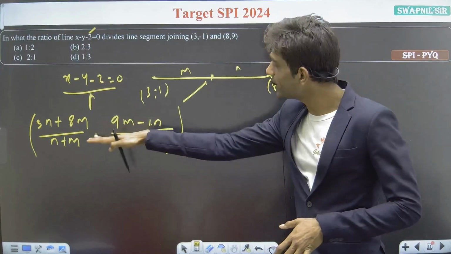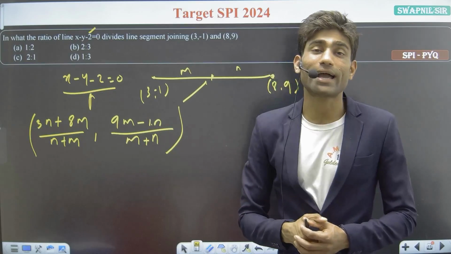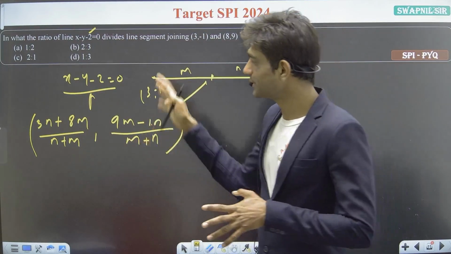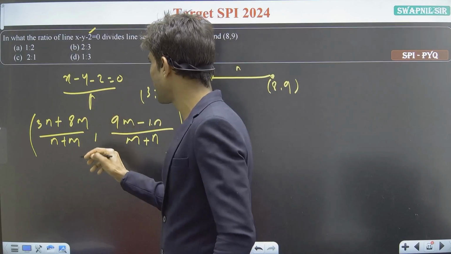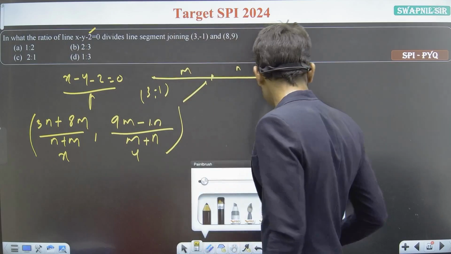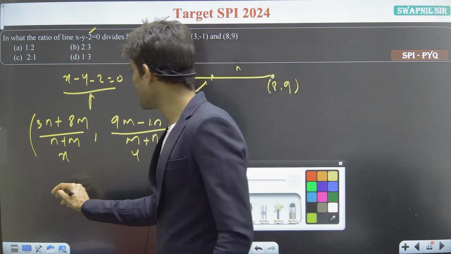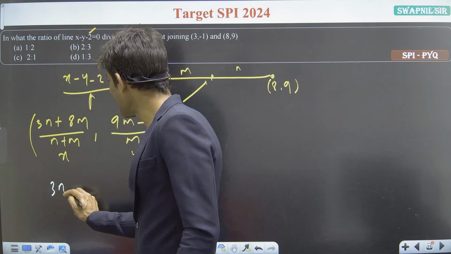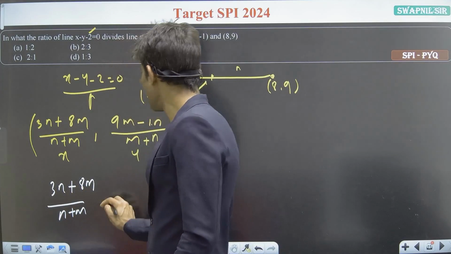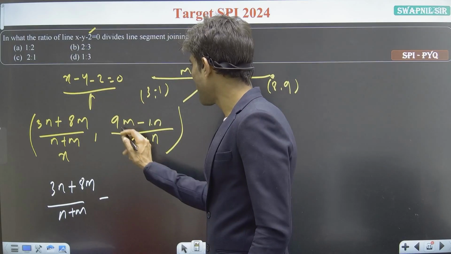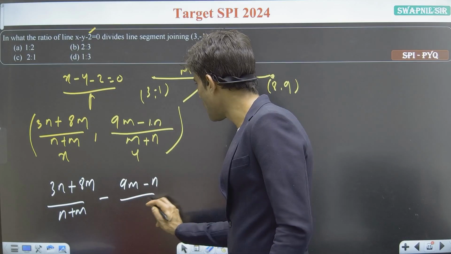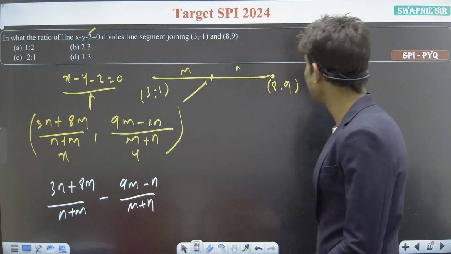So that means if we substitute this coordinate in our given line, we will get the required solution for our line. Now let's substitute the values of these two coordinates in our line. So x minus y, this one is the value for x, this one is the value for y here. Substitute both the values. So x minus y means (3n plus 8m) upon (n plus m). After that, minus of y means the second coordinate, so (9m minus n) upon (m plus n) here.